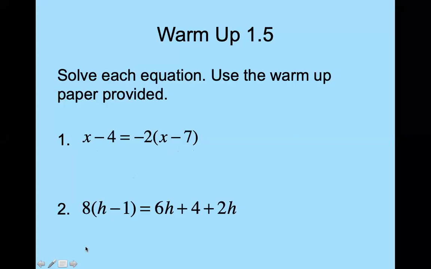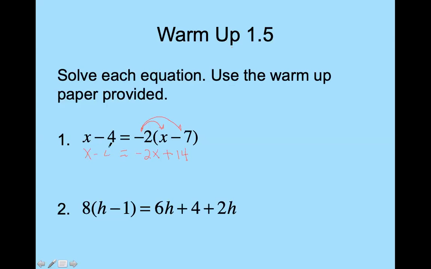So we're going to start by using the distributive property. I'm going to grab my pen. I'm going to start with -2 times x, and I'm going to do -2 times -7. So if I bring those down, -2 times x is -2x. -2 times -7 is a +14. And on the left side of the equation, I still have x minus 4.